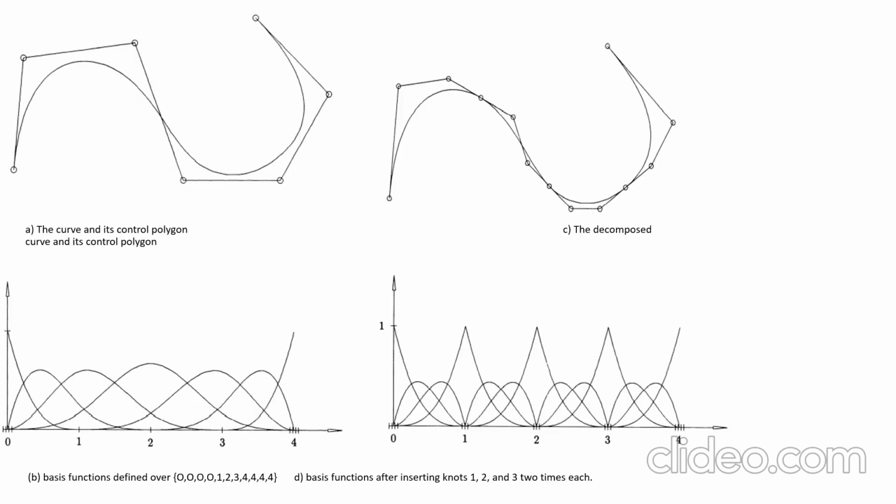So here is the example of decomposing a NURBS curve into its piecewise Bezier. Figure A represents the curve and its control polygon before the decomposition, and figure C represents the curve and its control polygon after the decomposition. Figure B represents the basis functions defined over these values, and figure D represents the basis functions after inserting knots 1, 2, and 3 two times each.